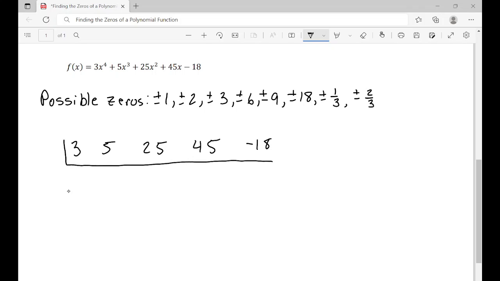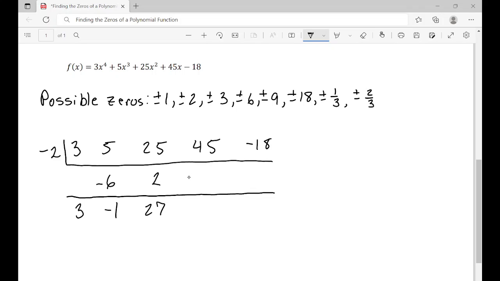And just like before, I'm not going to go through all of them because that'll take a while. So I'm just going to figure out which one I think works. And I'm going to say, because I've already done it, negative 2. So go through the synthetic division again, bring the 3 down. 3 times negative 2 is negative 6. 5 plus negative 6 is negative 1. Negative 1 times negative 2 is positive 2. 25 plus 2 is 27.